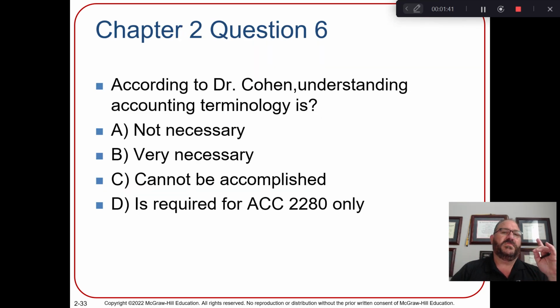All right. According to Dr. Cohen, understanding accounting terminology is very necessary and is required for 2280 only. Anyway, this is question number 6 from chapter 2. Don't forget to write these down so you can take your quiz.